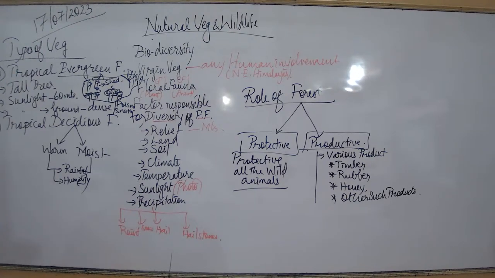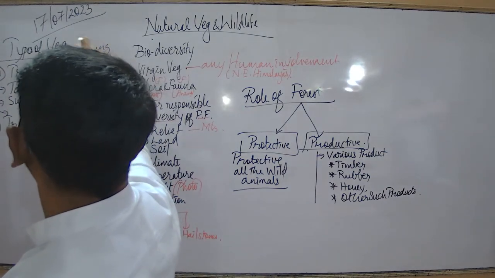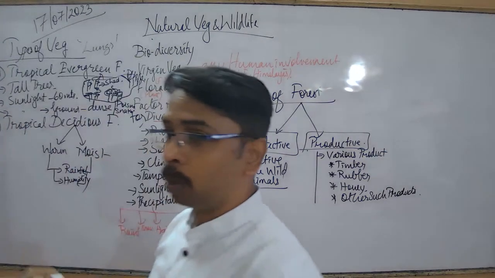Helicopters, nothing can land there. Very tall, dense. In fact, three layers: canopy, middle and the lower. You have seen this in the textbook. So these are called the lungs of the world. Do you accept? Why is the word lungs of the world?